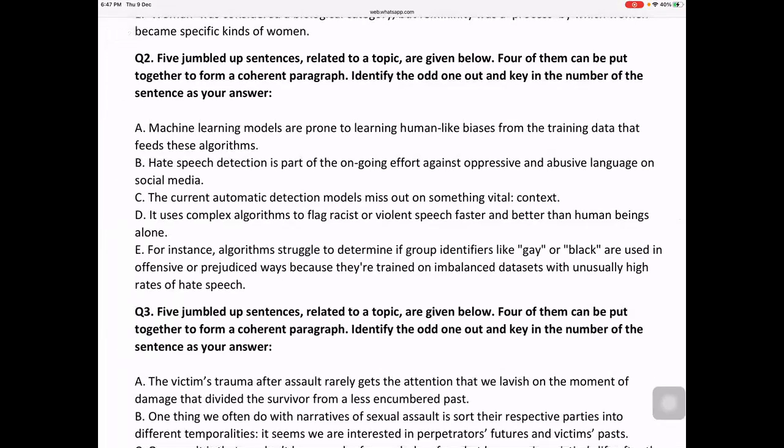All right. So you can relate this option as well. And of course, the E option is also talking about the same thing, offensive and prejudiced, right? So ultimately, B, D, E connections are the same. The A option is again talking about the algorithm and bias. So C was different. C was something on the current automation detention models. So it was not making any sense. So yes, C is the correct answer.